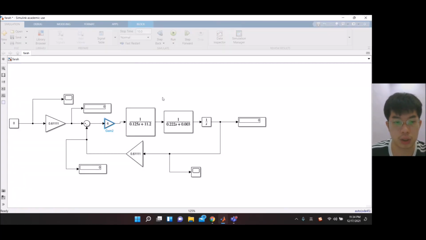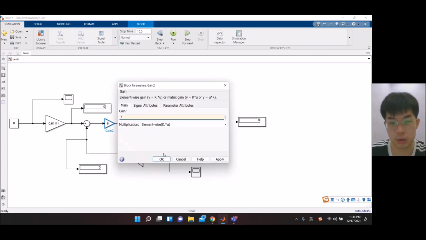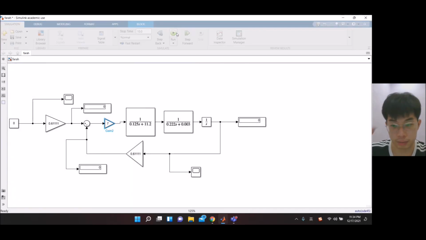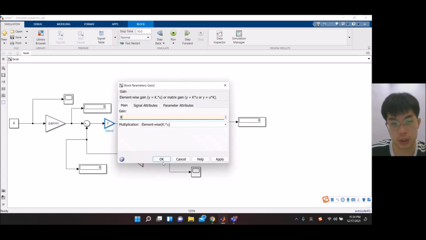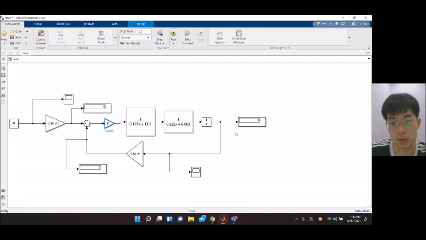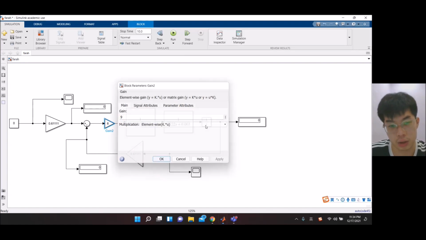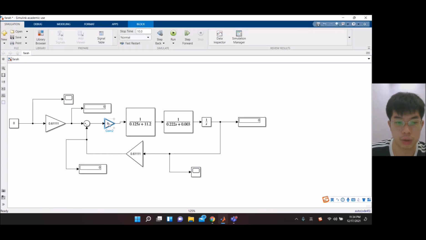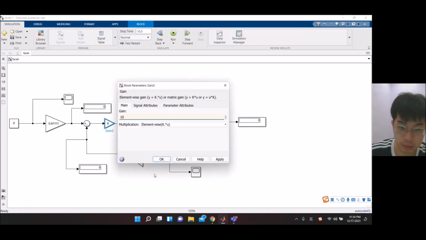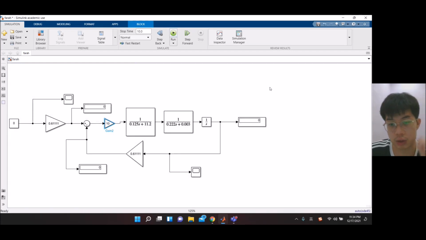Run, and also get 0. Change to 7, is also 0. Change to 8. Display also 0. Change to 9. Display value also 0. And lastly, change to 10. Run it. And also 0.